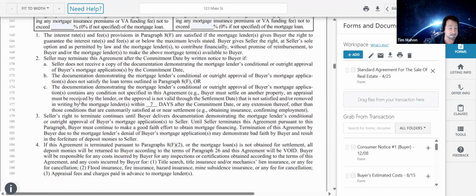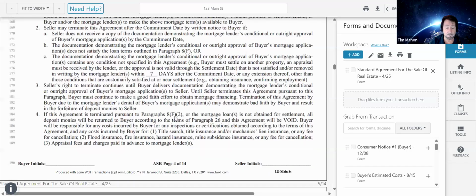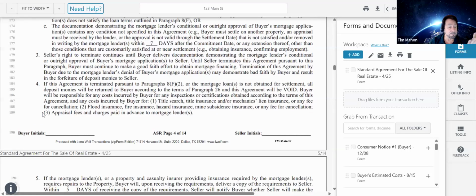So in that particular case, it says, the right to terminate continues until the buyer delivers documentation demonstrating the mortgage lender's conditional outright approval of buyer's mortgage application to the seller. Until seller terminates agreement pursuant to the paragraph, buyer must continue to make a good faith effort to obtain mortgage financing. Termination of this agreement by the buyer due to mortgage lender's denial of buyer's mortgage application may demonstrate bad faith by buyer and result in the forfeiture of deposit monies to seller. Finally, if this agreement is terminated pursuant to those paragraphs above, where the mortgage lender is not loaned or not obtained for settlement, all deposit monies are returned to the buyer.